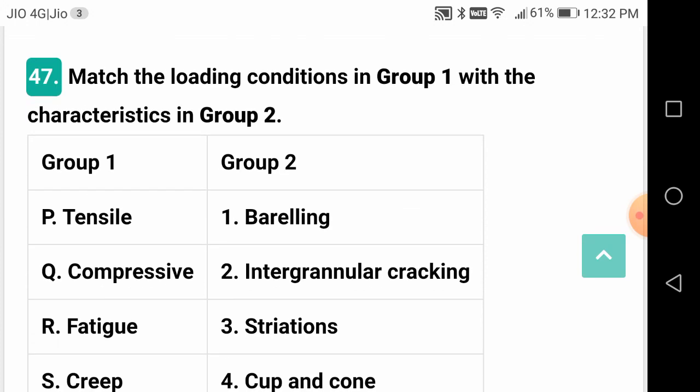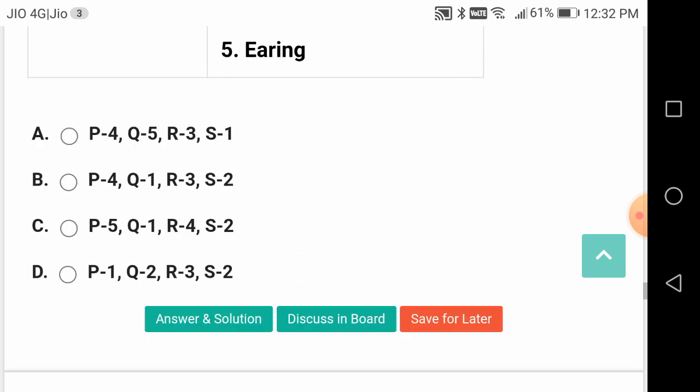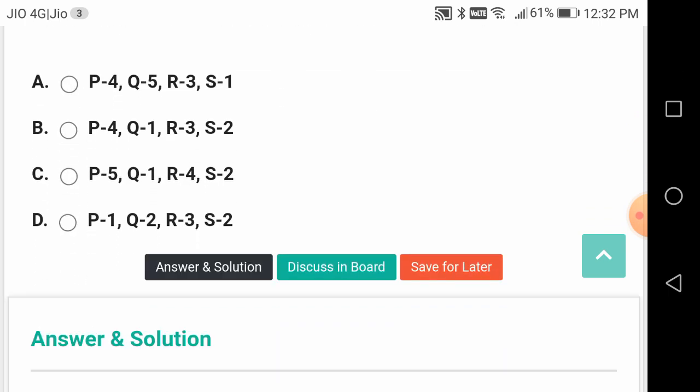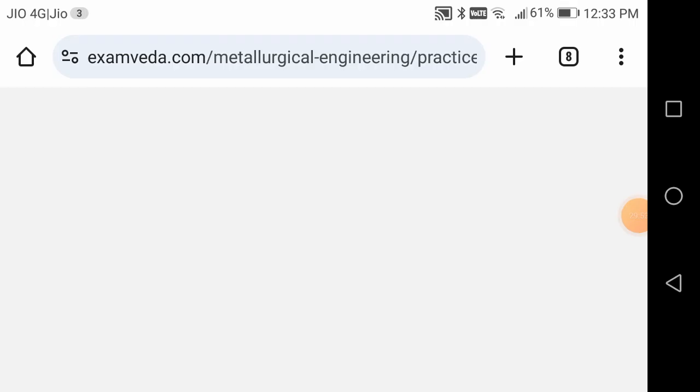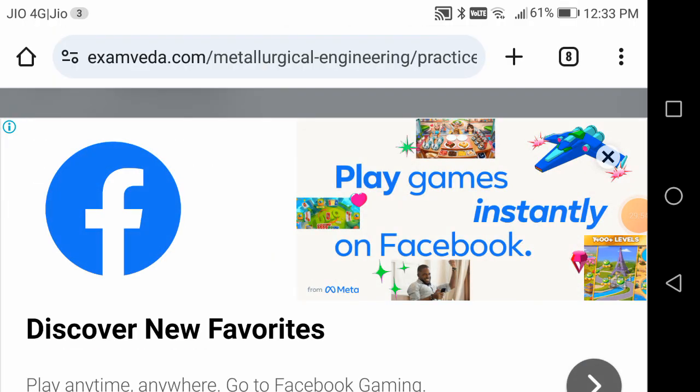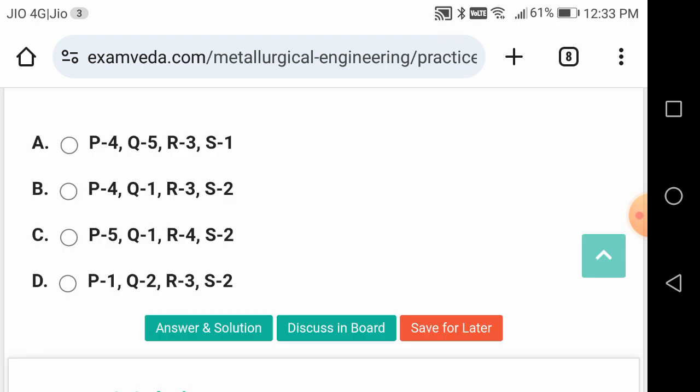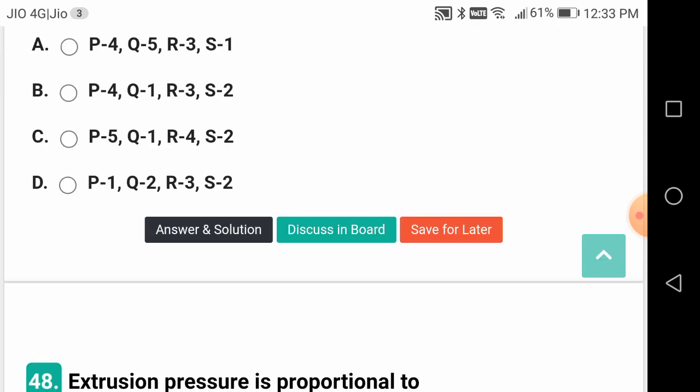So what is the correct answer? Let us see. Correct answer is, let us see, friends. Just a minute. Right. This is the correct answer.